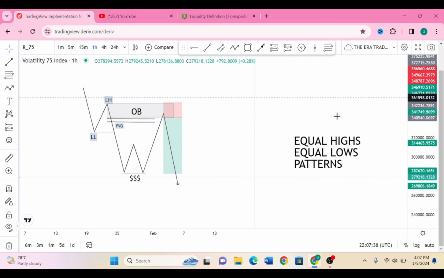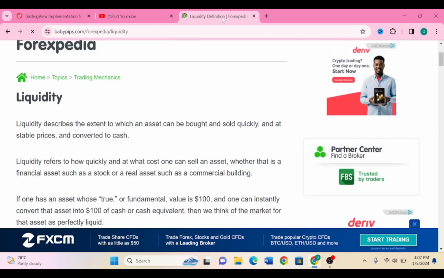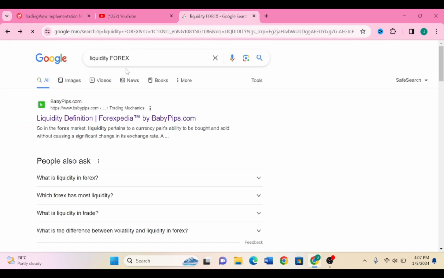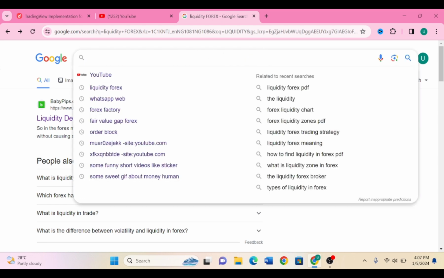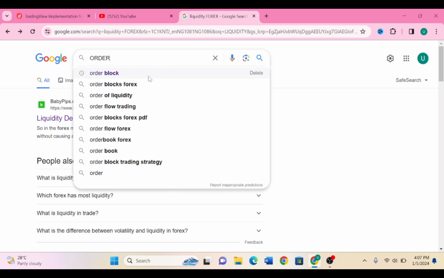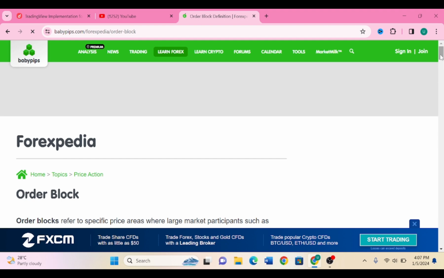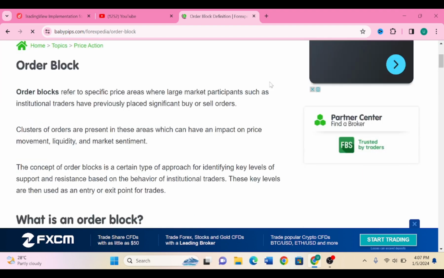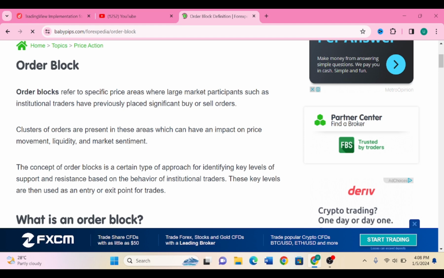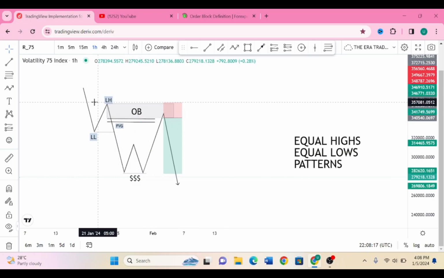Another thing you should check for is your order block. You need to know what an order block is. An order block is basically an area where there are orders, where the banks are waiting to take orders. Order block refers to specific price areas where large market participants such as institutional traders have previously placed significant buy and sell orders. This box I marked out is the order block, and we have two types: the bearish order block and the bullish order block.